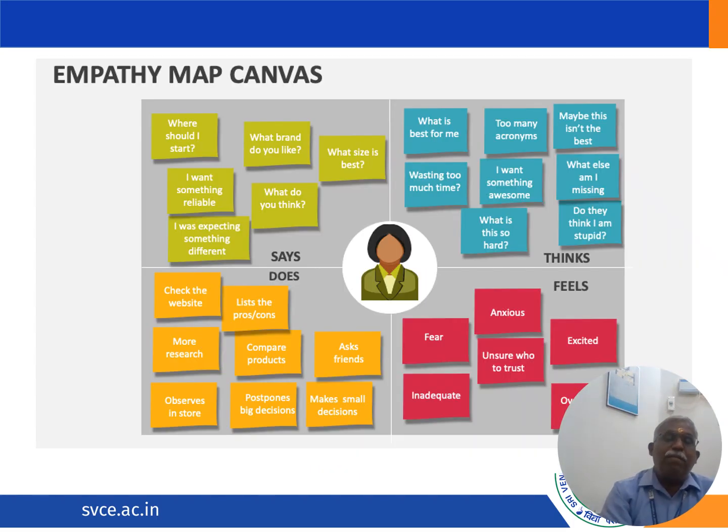Now coming to the empathy map canvas. For school children or college students, this is important. One says, where should I start? First question, then what brand do you like? We are asking many questions from the customer perspective. What is the best edge? What do you think? Is it reliable? What is your expectation? Asking many things: why you are selecting, why you are using this, asking many things from the customer's side.